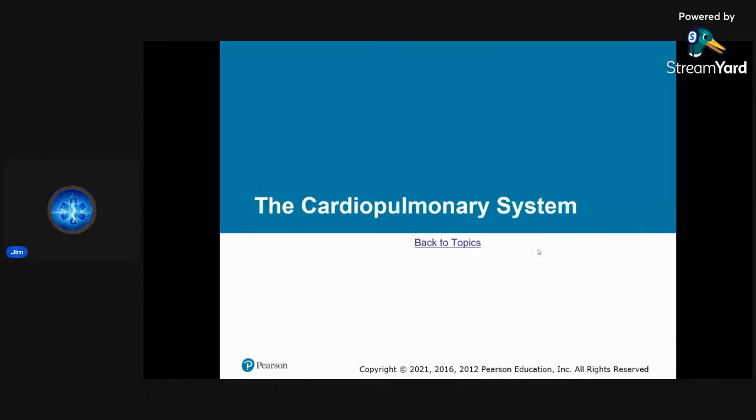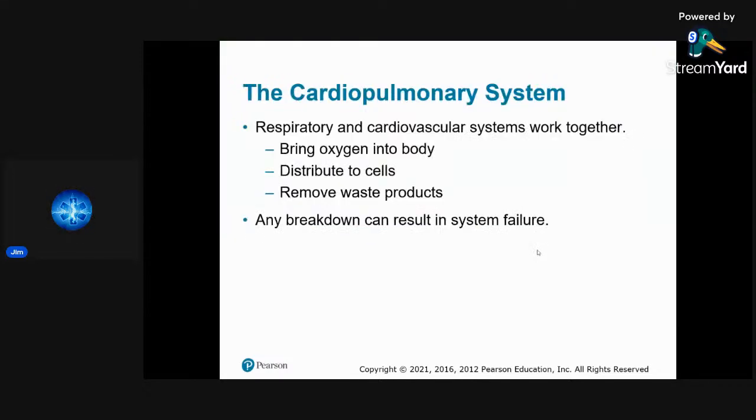Okay, the cardiopulmonary system. The respiratory and cardiovascular systems have to work together, right? If one's off, then the whole system's not working. So the point of it is it brings oxygen to the body, distributes it to the cells, and removes waste. That's the whole function of the cardiopulmonary system. Any breakdown can result in system failure and eventually a form of shock, which we'll talk about later.